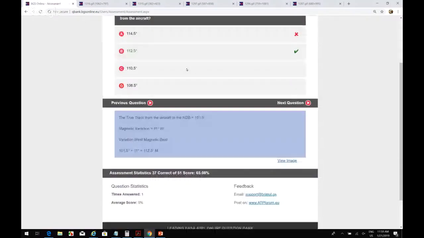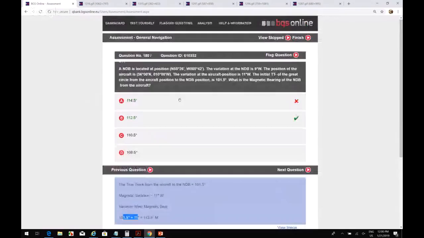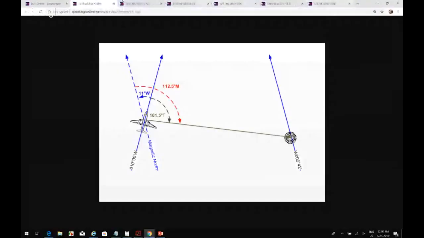Oh, it's B. True track from the aircraft to the NDB is 101.5. Magnetic variation is 11 west. Variation west magnetic best. 101.5 plus 11, so 112.5. So no need for convergence or anything like that. Great.